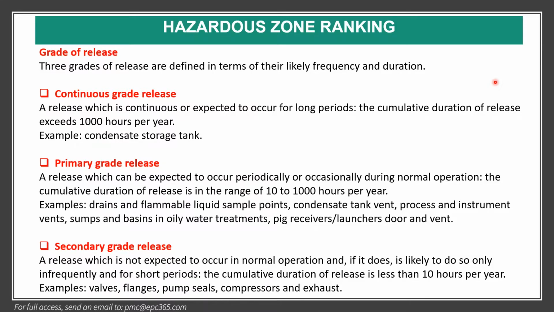And finally, secondary grade of the release is a release which is not expected to occur in normal operation, and if it does, is likely to do so only infrequently and for short period. The cumulative duration of the release is less than 10 hours per year. Examples are valves, flanges, pumps, compressors, and exhaust.